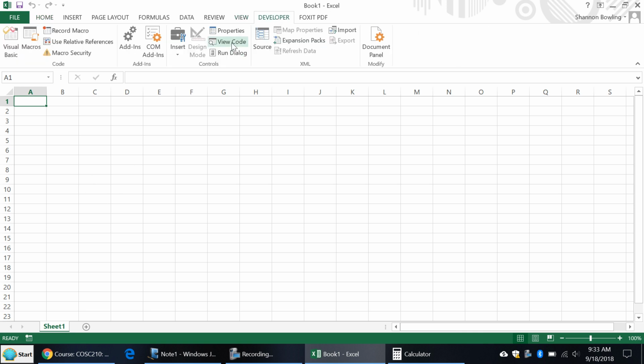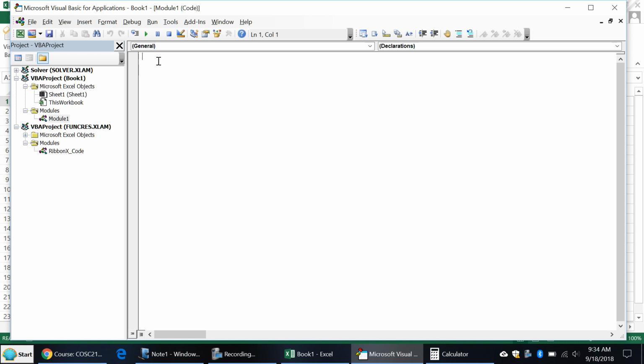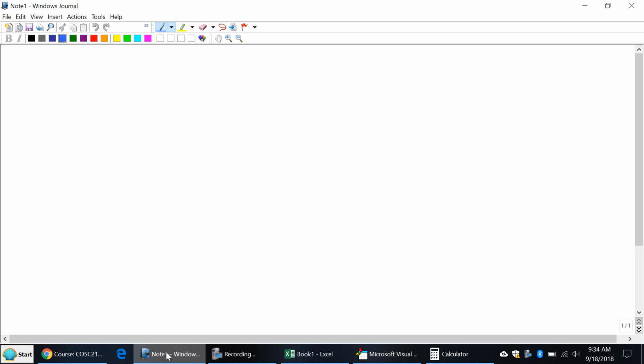So let's go under Developer and View Code, and then we'll right mouse click and go to Insert a Module. And we'll just start writing. So the first thing that I want to cover this morning, let's just go ahead and type in Sub Power x colon like this. And I'll explain what we're going to do this morning: we're going to write a program that basically allows you to take a number x and raise it to the n power.